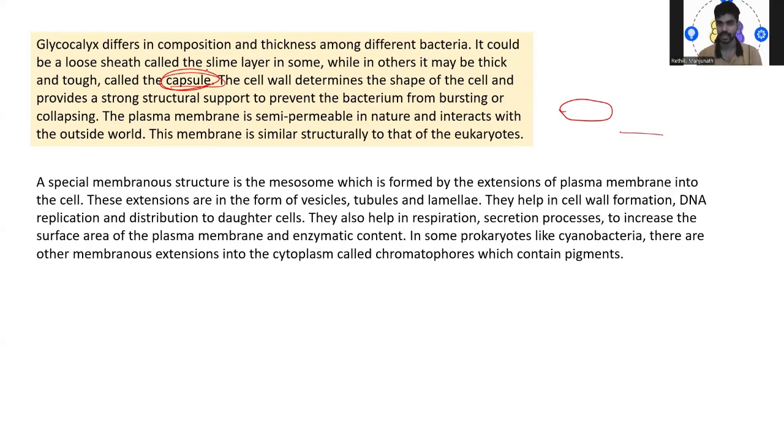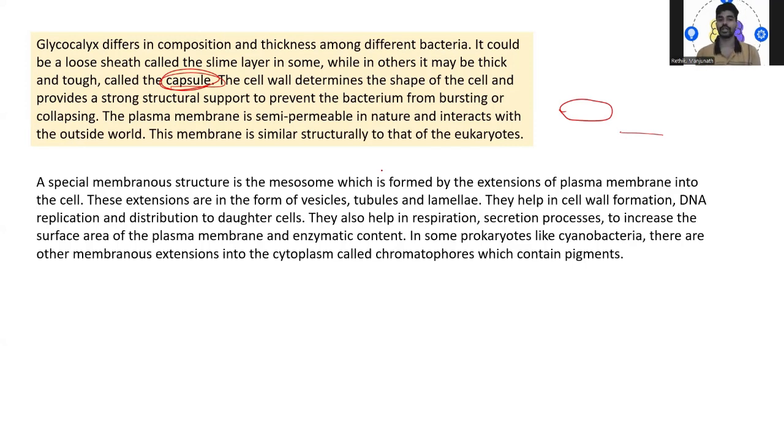The cell wall determines the shape of the cell and provides strong structural support to prevent the bacteria from bursting or collapsing. Then we have the plasma membrane, which is semi-permeable in nature and interacts with the outside world. This membrane is structurally very simple when compared to that of eukaryotic cells.